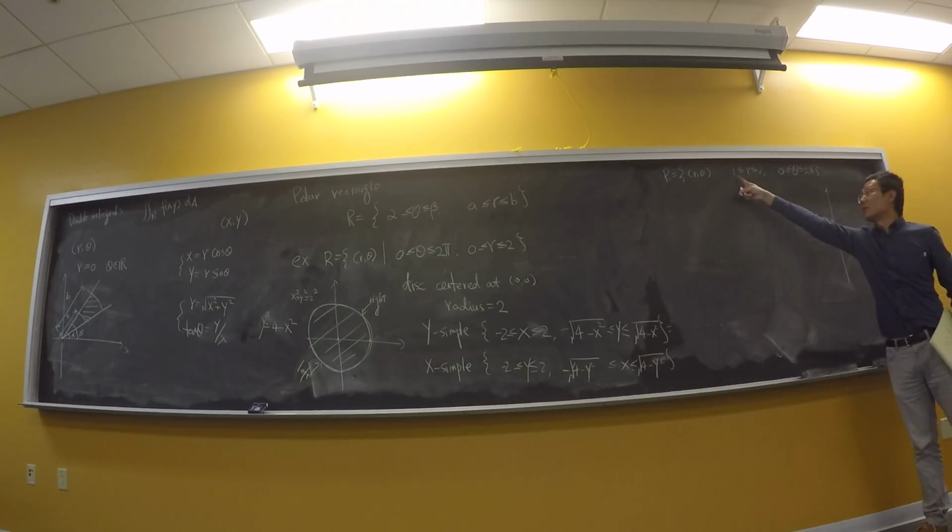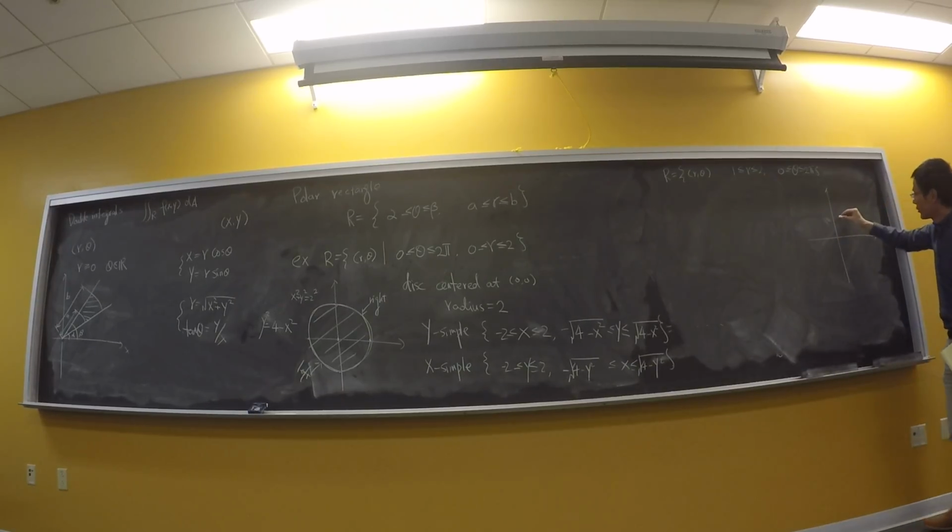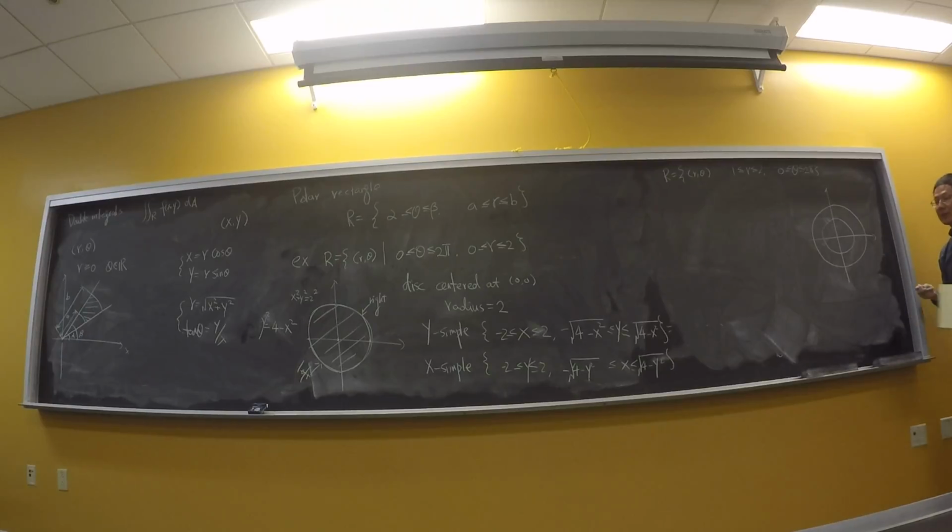Where my distance is between 1 and 2. So the shortest distance is going to be given by a circle with radius 1, and the longest distance is going to be a circle with radius 2. The points have to be lying in between. This is the region right here.